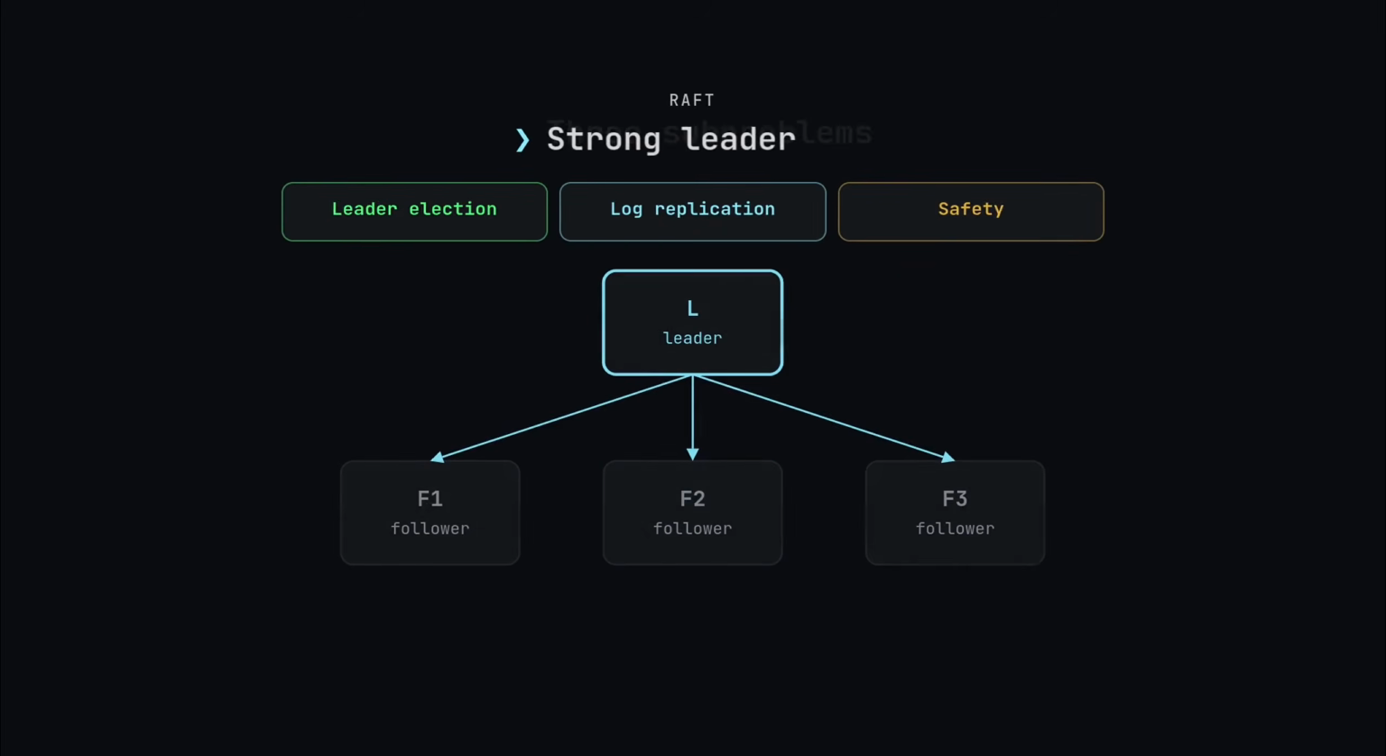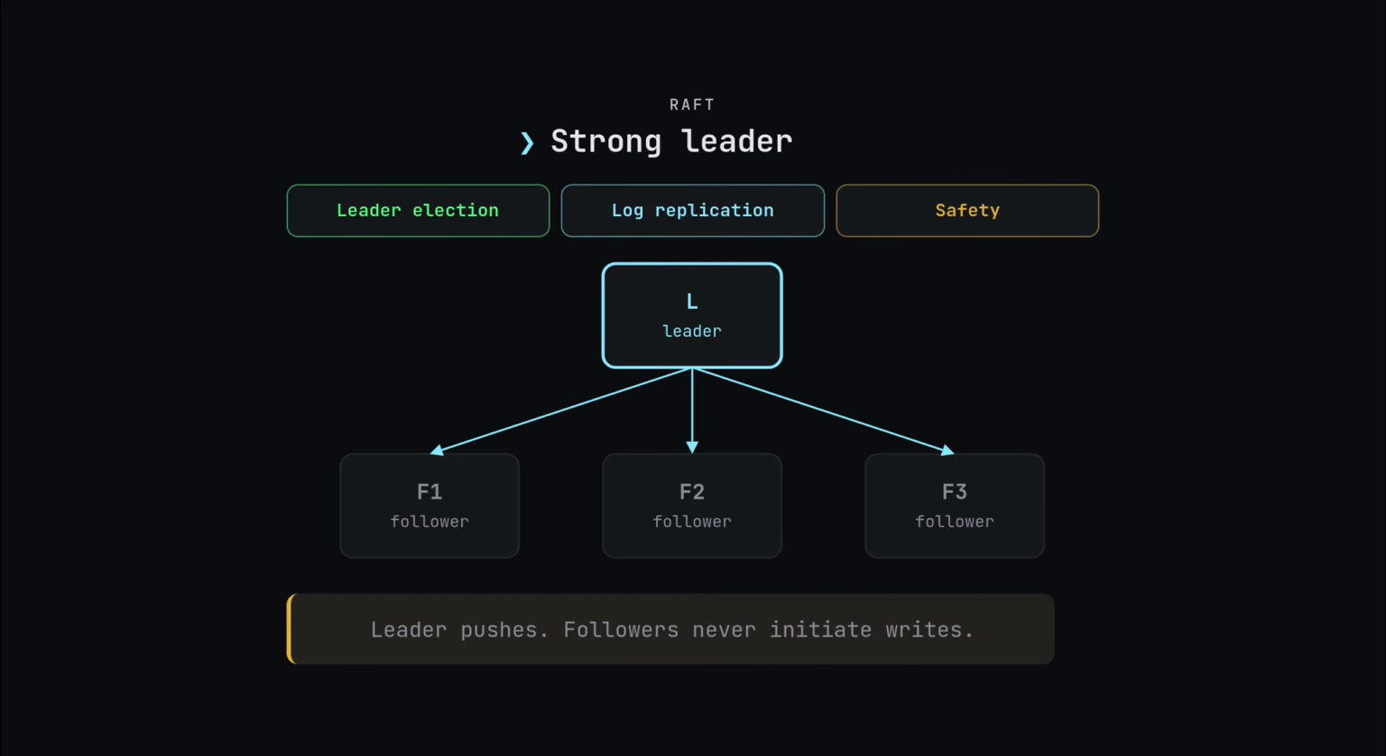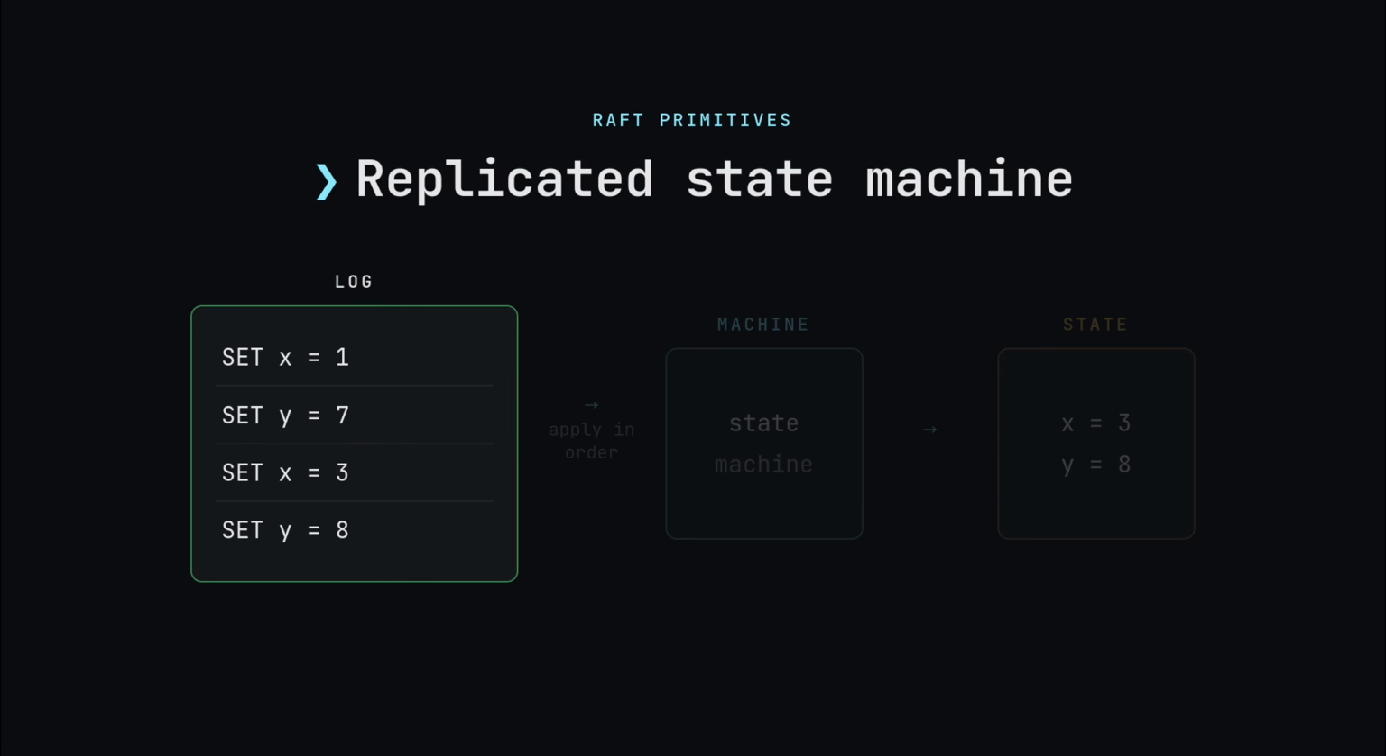Underneath all three is a strong leader. The leader decides where new entries go, and the followers do not negotiate a log among themselves. The leader pushes, and the followers never initiate writes. We are going to start with a few Raft primitives just to get some concepts straight, and then we will move on to those three subproblems.